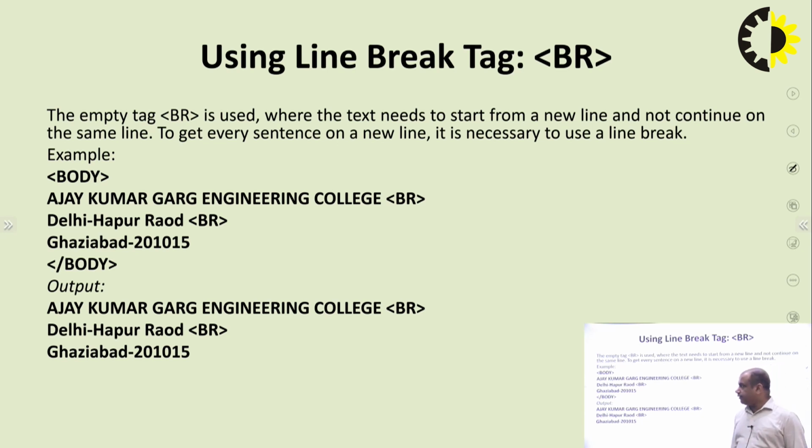It will be written as I have written here in the body. I write this text: Ajay Kumar Garg Engineering College. Next, the BR tag is there. Next I write Delhi Hapur Road, and next BR, Ghaziabad 21. Next I write the pin code here. As I see on the web page, it will be written as Ajay Kumar Garg Engineering College.